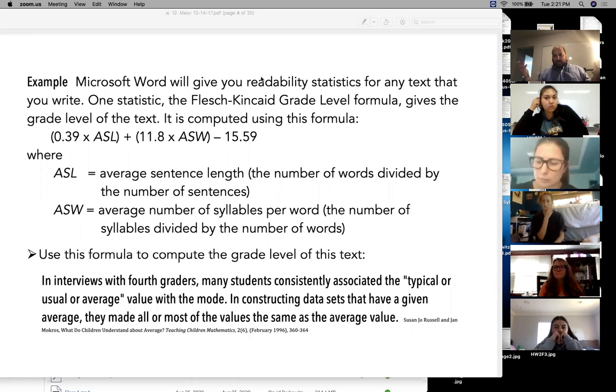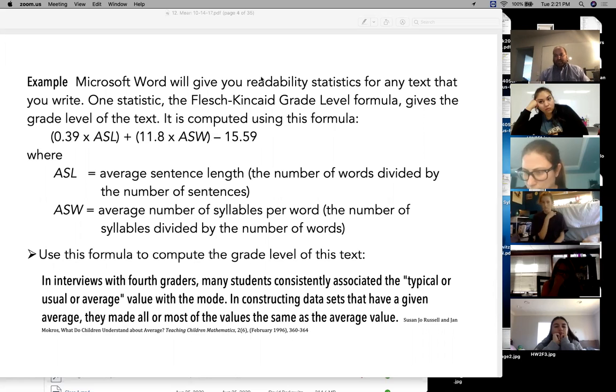What does ASL stand for? Well, it's the average sentence length. In other words, the number of words divided by the number of sentences. If you make very small sentences, that's a sign of a low grade level. If you make very long sentences, that's a sign of a higher grade level.